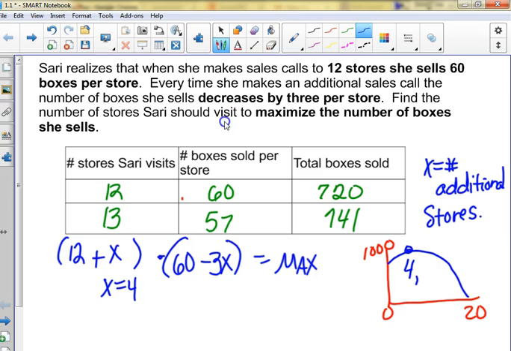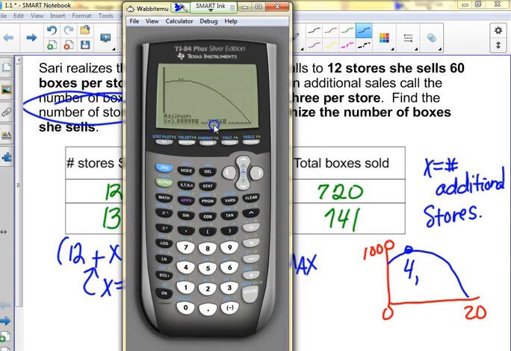how many stores should she visit? We're supposed to find the number of stores. Yes, she shouldn't visit 4, right? She should visit 4 additional stores. So 16 stores. And honestly, the number of boxes she would sell at that is 768 because that's where the maximum Y value is, okay?